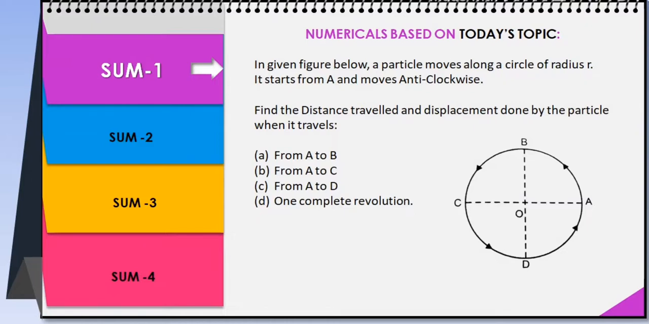A particle is moving along a circle of radius r. Right. So radius OA, OB, OC, and OD will be your radius. You can write r over here. Okay. Now it is starting from point A and it is moving anti-clockwise. So from A to B, B to C, C to D and D to A.